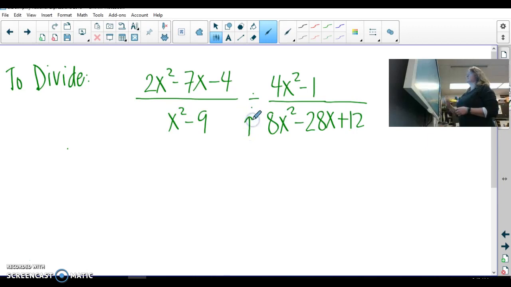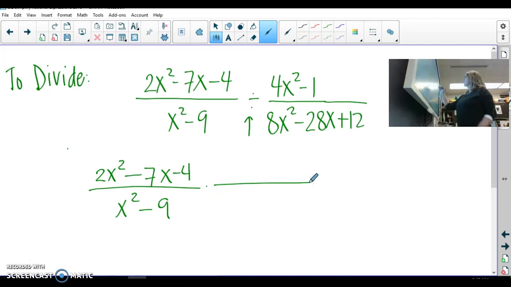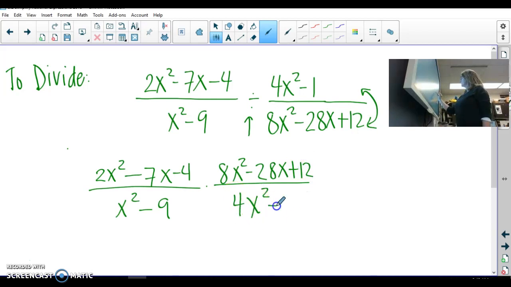When you divide fractions, just like you would with just numbers, you are going to flip and multiply. So we're going to take this original and flip the numerator and the denominator. So we have 8x squared minus 28x plus 12 on the top, and then in the denominator I have 4x squared minus 1.